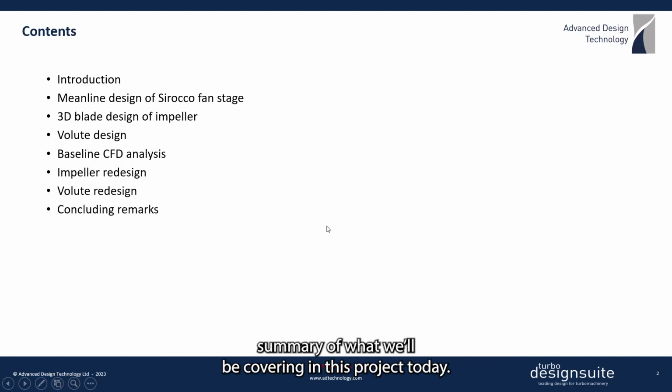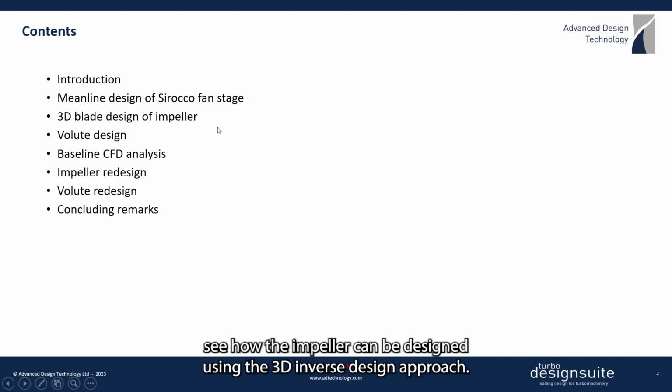Here's a summary of what we'll be covering in this project today. We'll start with a brief introduction to the inverse design method. Then we'll be looking at how the mean line design of a Sirocco fan stage can be performed, or a squirrel cage fan as it's called. Then we'll see how the impeller can be designed using the 3D inverse design approach.